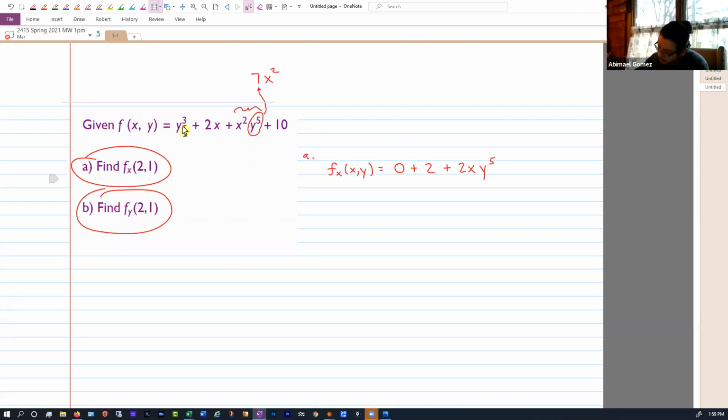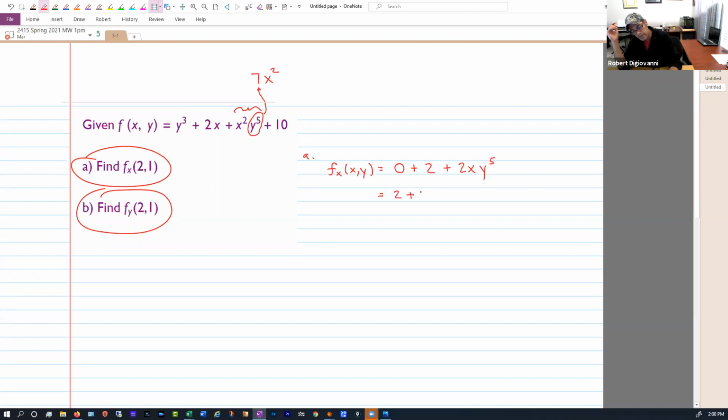Okay. All right, so that is the derivative of f with respect to x. There it is. Now, to answer the first question, part A, we want to know what the derivative of f with respect to x is at the point (2, 1), which means that now I can replace all the x's with 2's and all the y's with 1's. And this should give you 2 plus 4, right? Just 6.